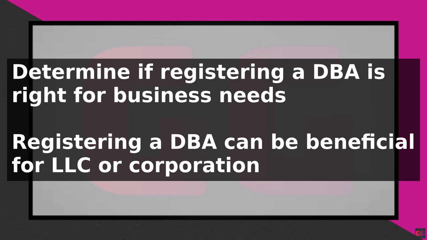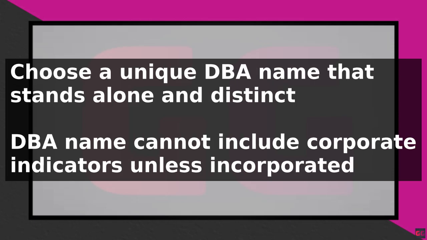In Colorado, if your company's formal name includes an indicator such as Inc. or LLC, you can file for a DBA. Without the indicator, the next step is to choose a unique DBA name. No two trade names in Colorado can be the same or similar, so your DBA name must stand alone and not be deceptively similar to any other business name. Additionally, the DBA name cannot include a corporate indicator like LLC unless the business has been incorporated as such.